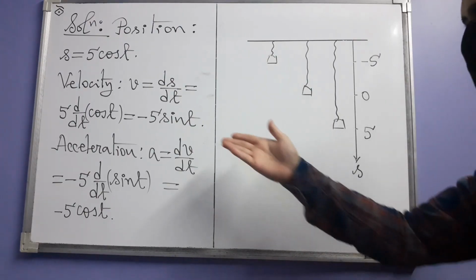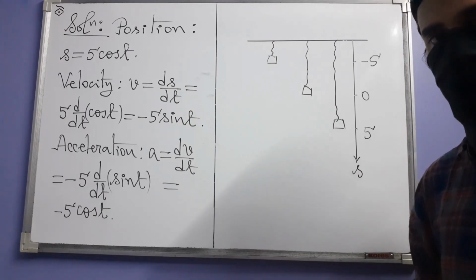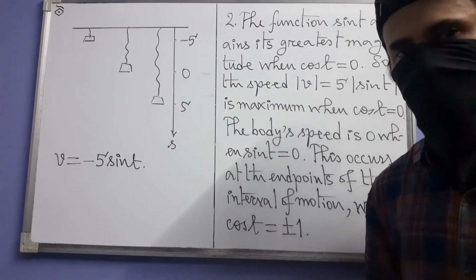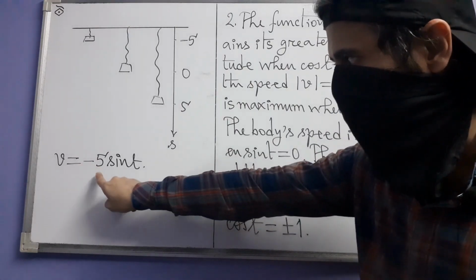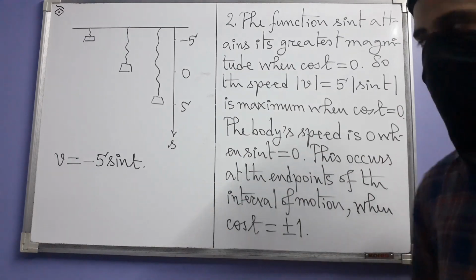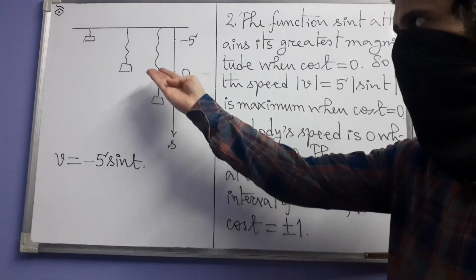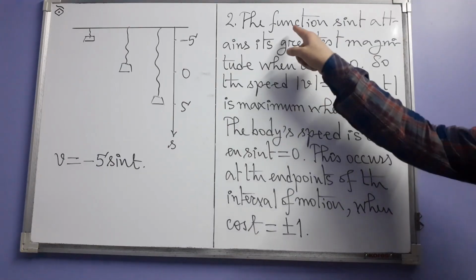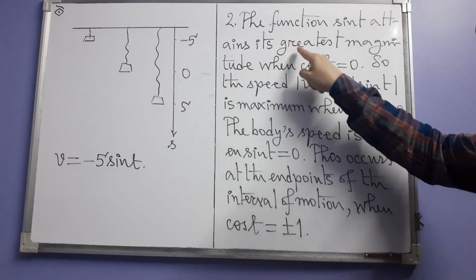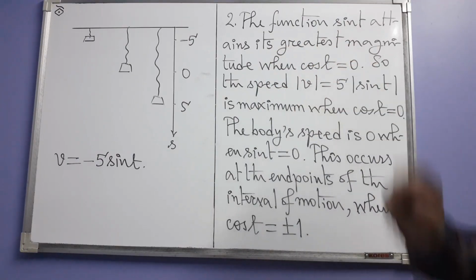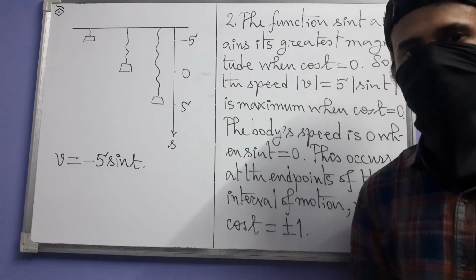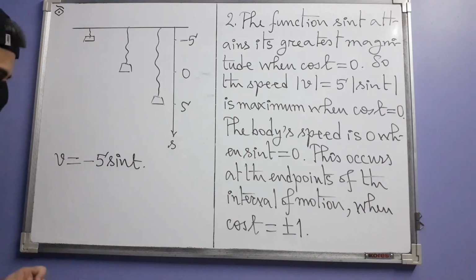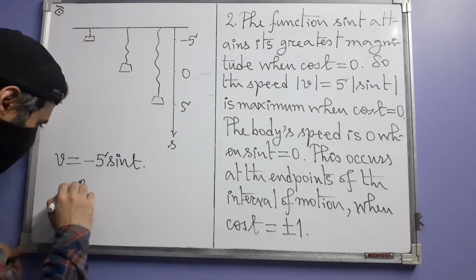Next, let us see what we can say about velocity and acceleration from these things that we found. We come to the velocity of the body. So the velocity is minus 5 sine t. We have already calculated this. So I instead used this part to bring back that diagram. The function sine t attains its greatest magnitude when cos t is equal to 0. Why? Well, you can recall this basic relation.